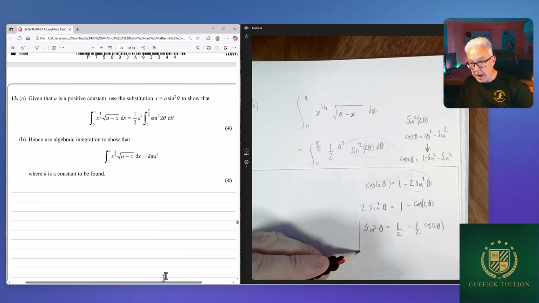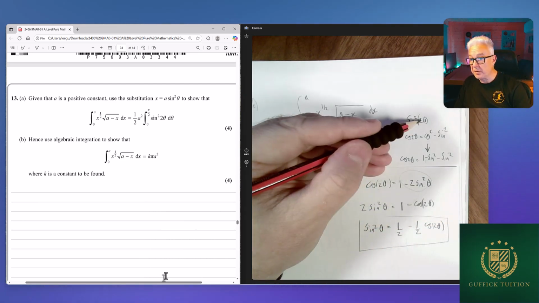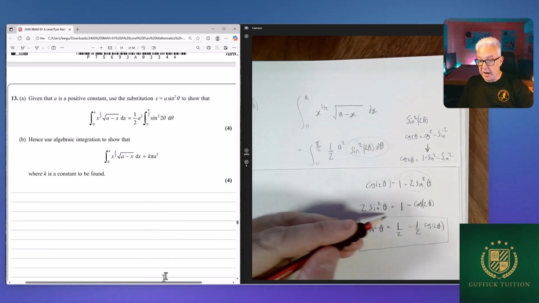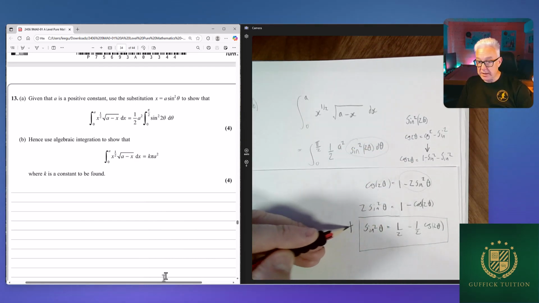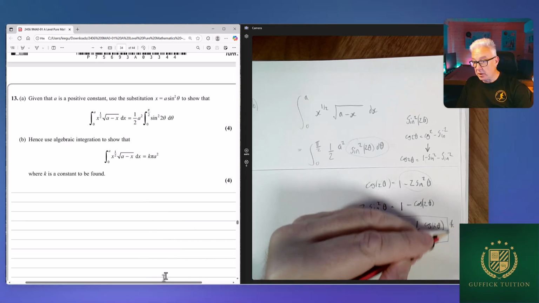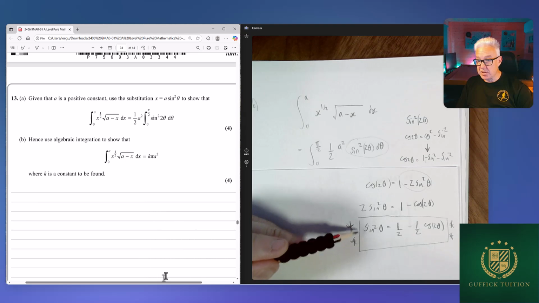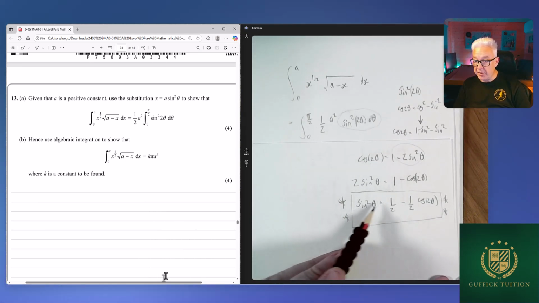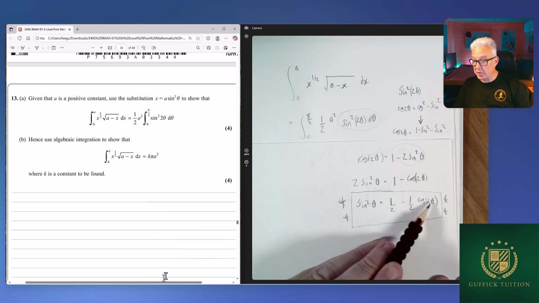Now you don't have to derive that. I've just derived this whole thing from first principles. You don't need to do that. If you can remember this identity, you can just use it directly. There's no extra marks for deriving this. So that's sine squared theta is a half minus a half cos 2 theta.